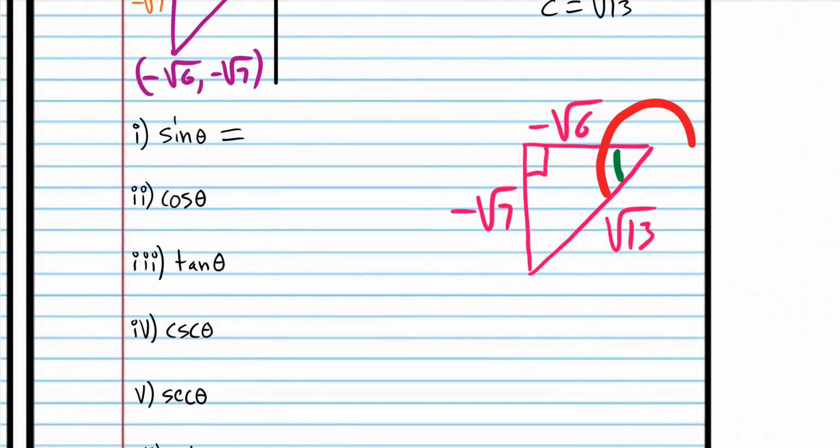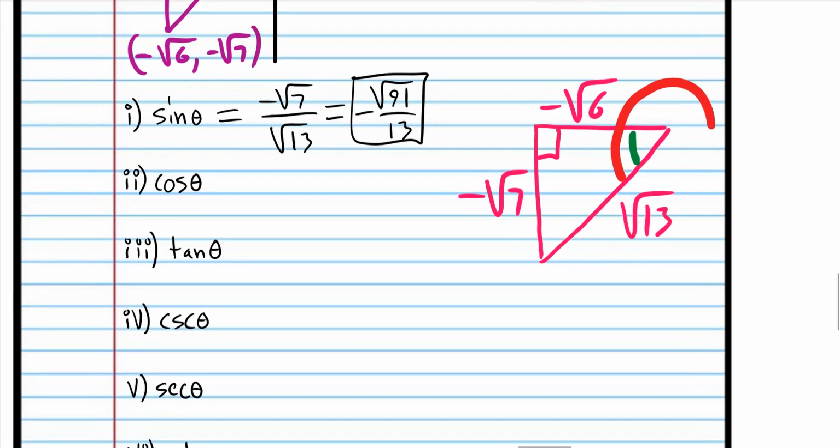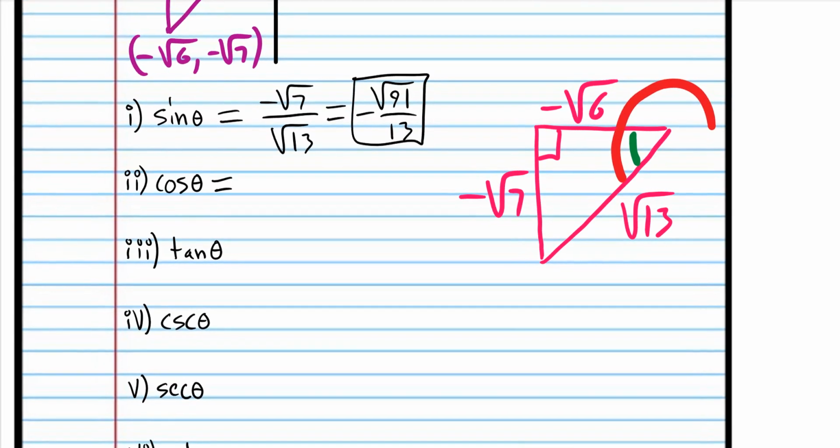So sine theta is the opposite side of the green reference angle divided by the hypotenuse. Multiply both sides by root 13 and we get negative root 91 over 13. Cosine theta is the adjacent side of the green reference angle divided by the hypotenuse. Multiply both sides by root 13 and we get negative root 78 over 13.